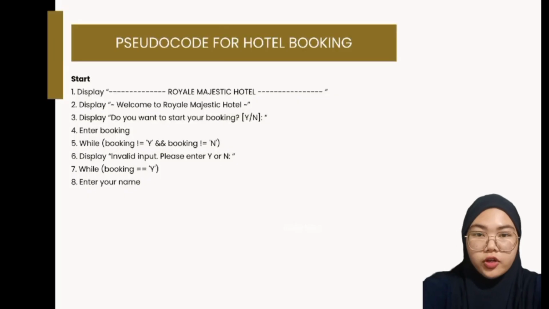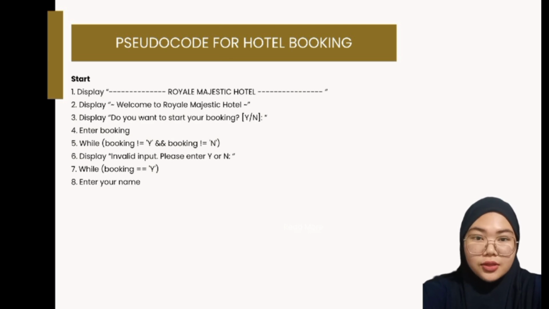The first pseudocode is for hotel booking. We start with display the Royal Majestic Hotel and welcome to Royal Majestic Hotel as the welcome message. Then we proceed to ask the user if they want to start booking and prompt them to put the capital letter of Y and N only, or else it will display the invalid message. And if the customer enters Y, the program will proceed to the question to enter the name.